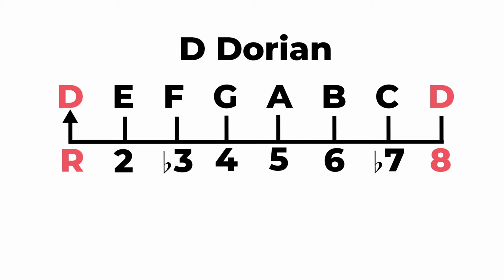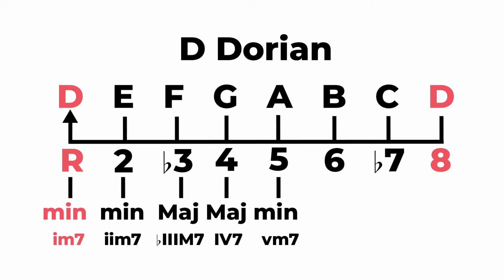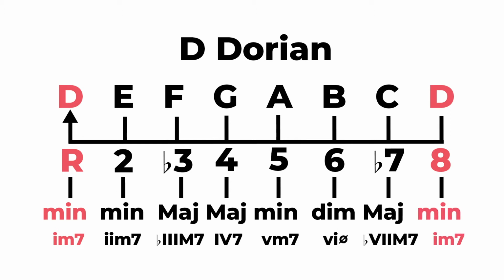Starting on the 2nd note of a major scale gives us our Dorian mode, so we can start our sequence of chords in the same place to find out the chords in the Dorian mode. The chords produced by the Dorian scale are a minor 1 chord, a minor 2 chord, a flat major 3 chord, a major 4 chord, and so on.